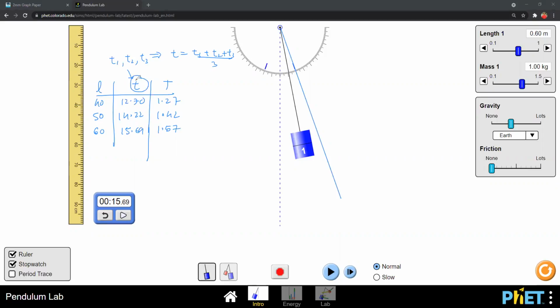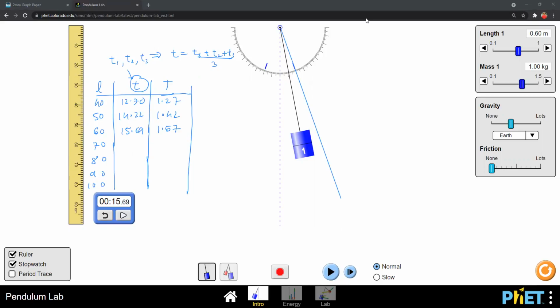So I'm showing you once, but you have to do it 3 times so that it reduces the error. And you have to continue to do it for 70, 80, 90, and 100 centimeters. So I will pause the video. Once we are done with the readings, then we will see how to plot the graph.